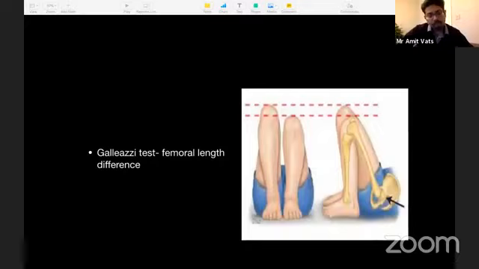Barlow and Ottolini's test by that time may not be relevant. However, what is relevant in this situation would be to do the Galeazzi test to assess for a leg length discrepancy, primarily on the femoral side.